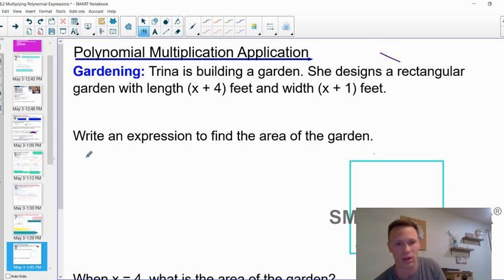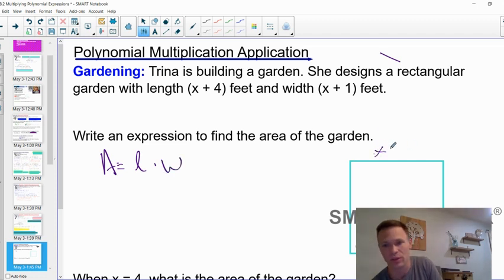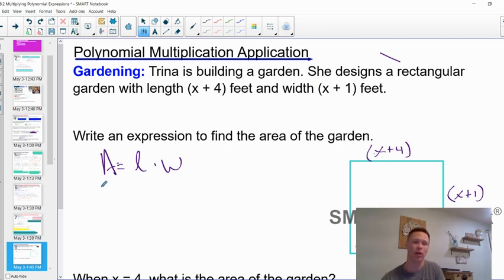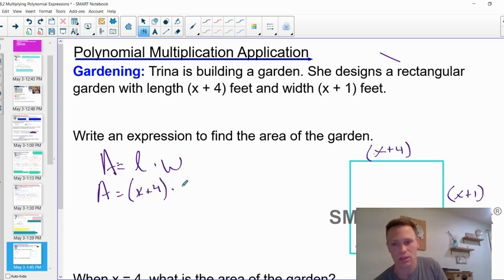Well, what is the area of a square? Well, area, it's a rectangle. Sorry, I have a rectangle here. The area of a rectangle is length times width, right? Well, the length is x plus 4, so let's call it this. And the width is x plus 1. All right, well, now I just need to substitute in the length and the width. So what do we got? X plus 4 for the length times x plus 1 for the width. And now I can write an expression for that.